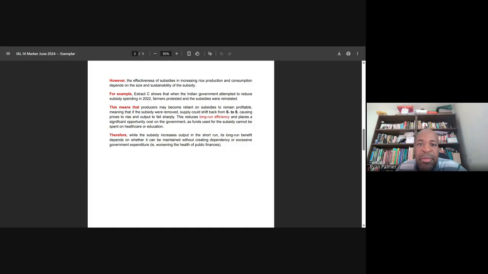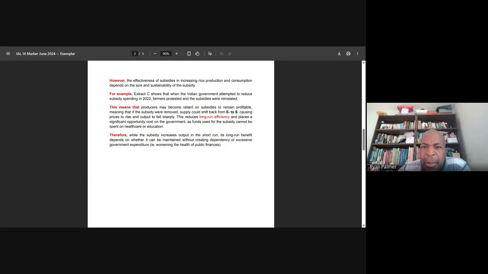However, the effectiveness of subsidies in increasing rice production and consumption depends upon its size and the sustainability of the subsidy. So the impact of the subsidy will be determined by how much the government is actually providing and how long the government can do this. So, for example, in Extract C, when the Indian government attempted to reduce the subsidy spending in 2022, the farmers protested and the subsidies were reinstated.